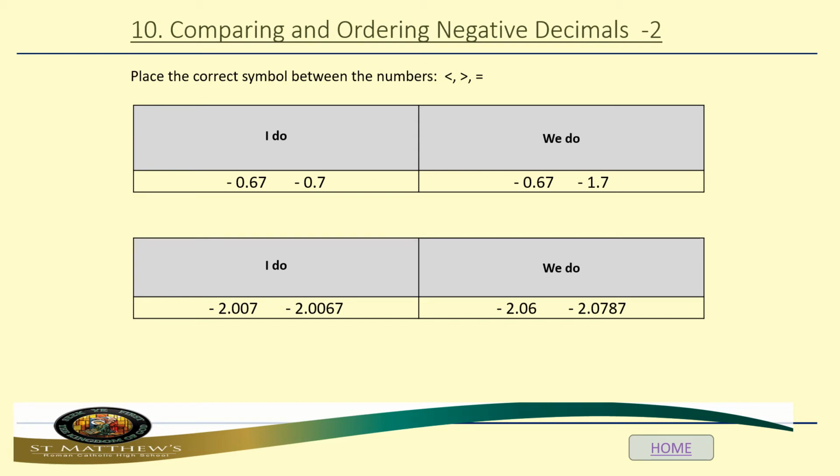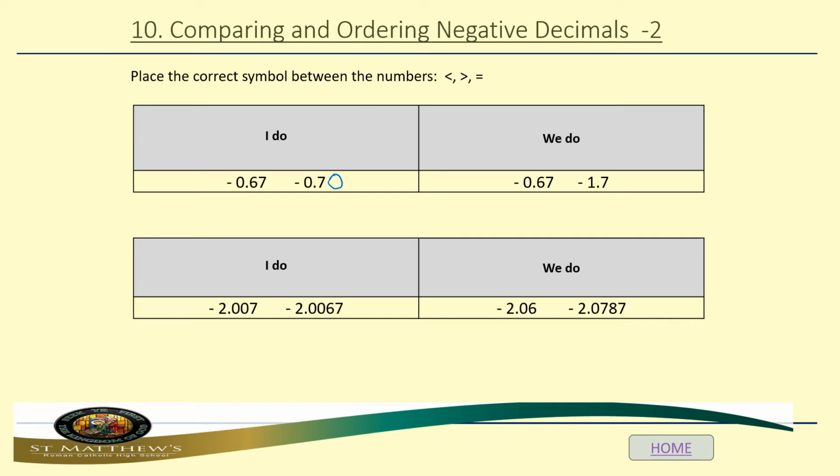Okay, let's have a look at these questions. Let's do the first one together. In here we have minus 0.67 and minus 0.7. I'll put that 0 in here to have 2 digits after the decimal point. I know that 0.70 is the same as 0.7. And now let's think which one is greater.